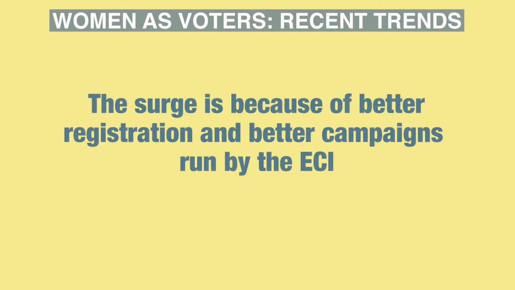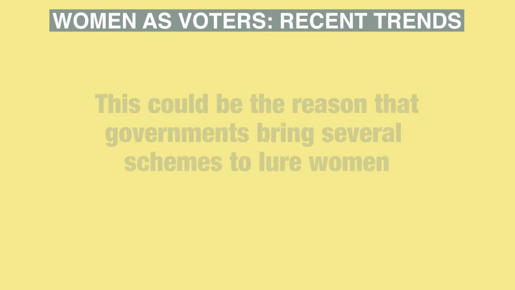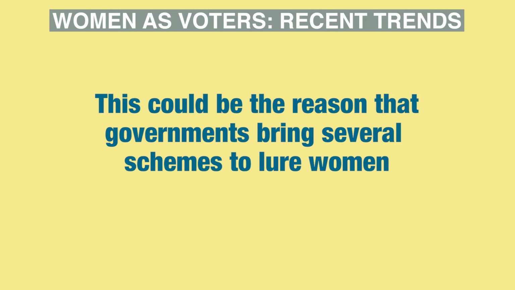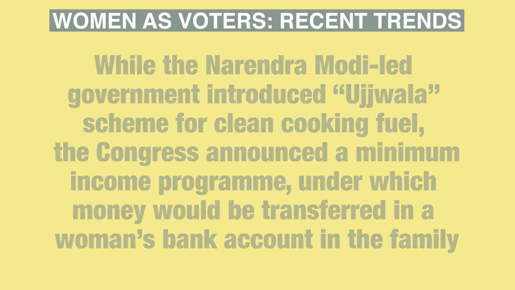The surge may be because of better representation and better electoral awareness campaigns provided by the Election Commission of India. Between 2009 and 2014, 39 million voters were registered. Now, it is believed that women voters are enthusiastic about participating in voting. This could be the reason that many schemes have been introduced by the government for women in recent years. While the Narendra Modi-led present government introduced the Ujjwala scheme for clean cooking fuel, the Congress announced a minimum income program under which money would be transferred to a woman's bank account in the family.